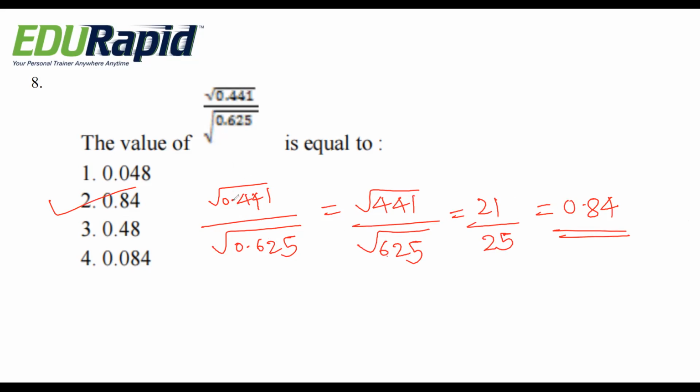You have to know how to change from 0.441 to 441, because on both sides there are equal numbers of digits. That means after the point there are three digits in both numerator and denominator. So we can write it like this: square root of 441 and 625.